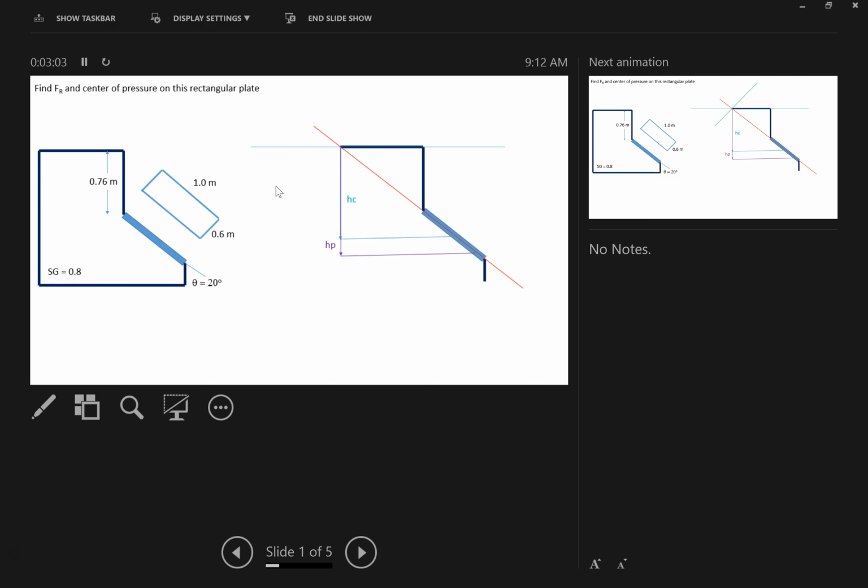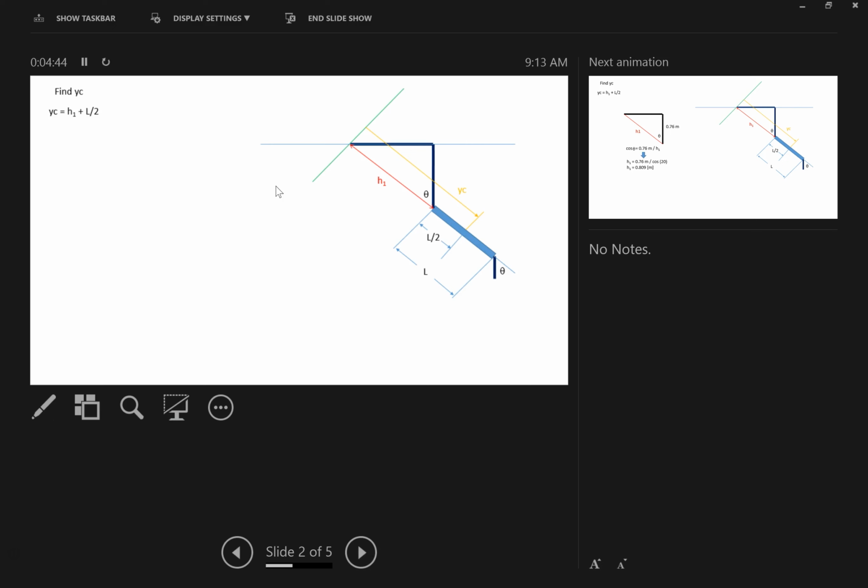Now I know it's at an angle, so this is where I'm going to start doing my y direction. So I make this line right here, which is perpendicular to the red line. Then I label my YC and my YP values. Questions so far? What I want to do now is we want to find YC.